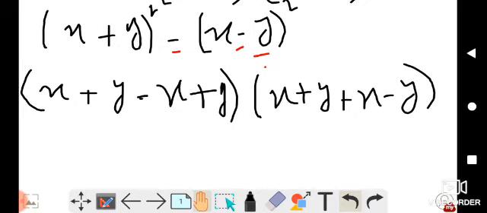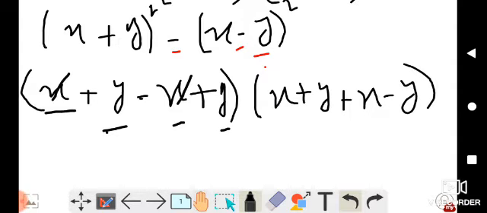See now, x plus y minus x plus y, x plus y plus x minus y. This is the answer of this question, but it is not completed, because here are the same variables: one is x here, one is x here, and one is negative x and one is positive x, so we cancel these both. But here y is positive and here y is positive, so we will add these both. One y here and one y here.